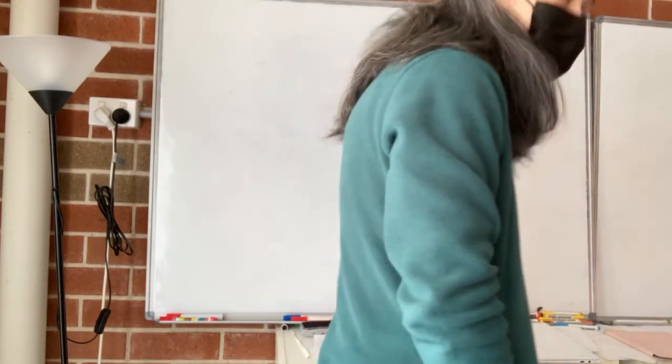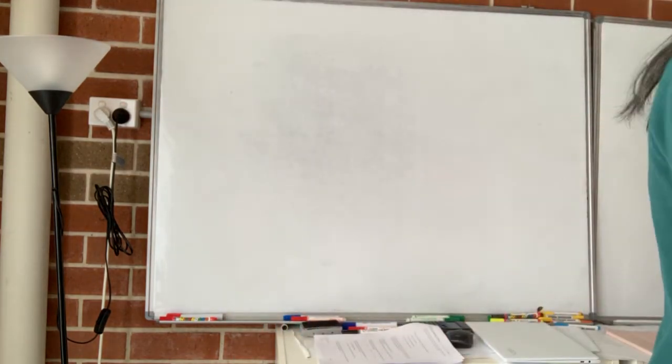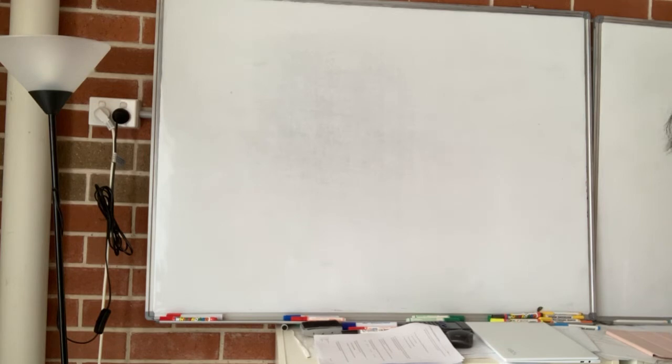Because it says permutations, does that mean that we use P? No, you don't have to. Permutation means the order is important. Yes, so either you use P or you times it by a factorial.